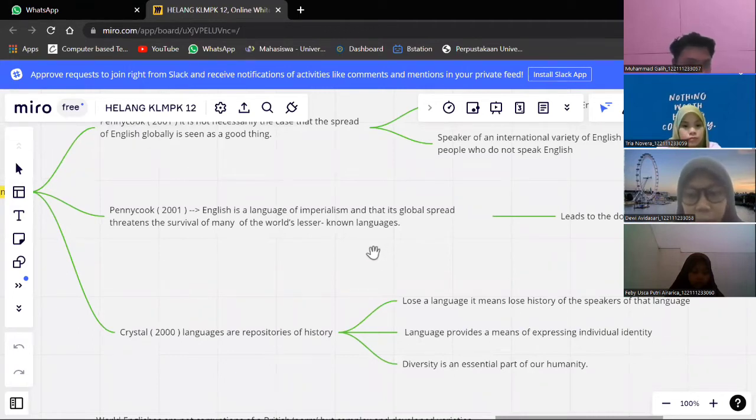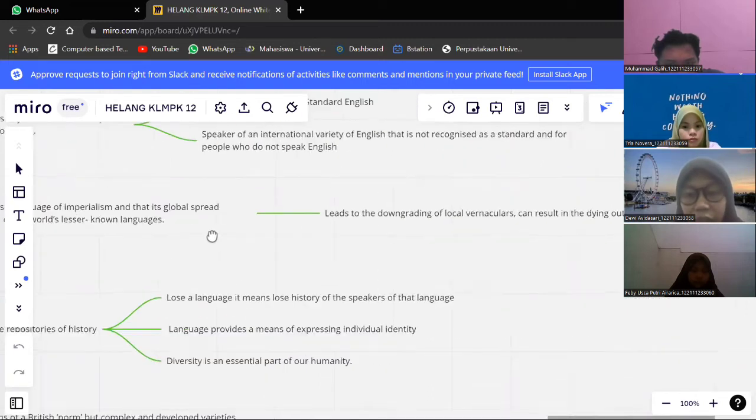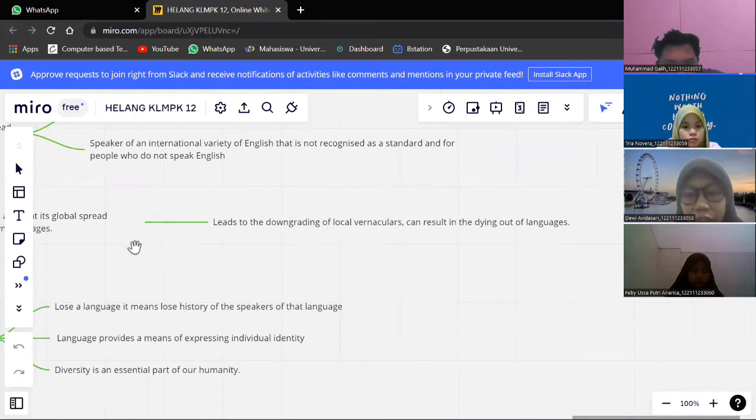A further argument against the global development of English is provided by Pennycook, 2001. English is a language of imperialism, and its global spread threatens the survival of many of the world's lesser-known languages. The argument is that the prestigious position that English occupies results in people wanting to learn and use English in order to reap the economic advantages that it brings, and this inevitably leads to the downgrading of local vernaculars and can result in the dying out of languages.